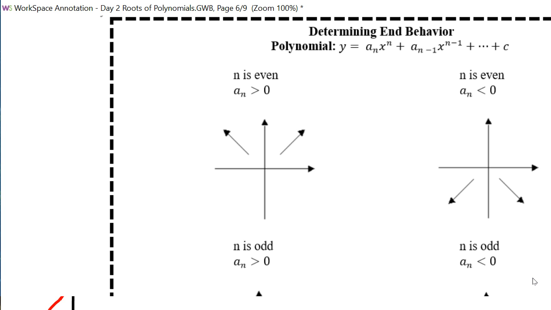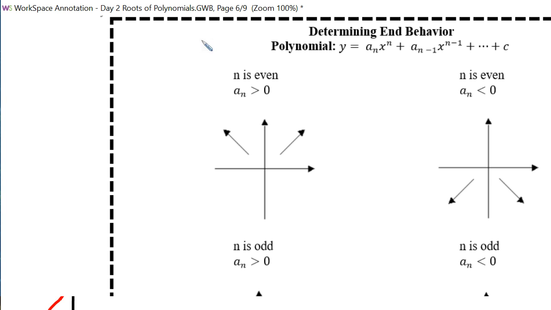Okay, next part, determining the end behavior. So talking about the end behavior, that means when you're graphing a function, what do the arms look like? Are they pointing down? Are they pointing up at the very end?